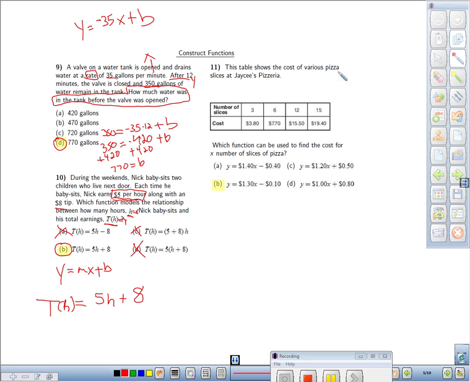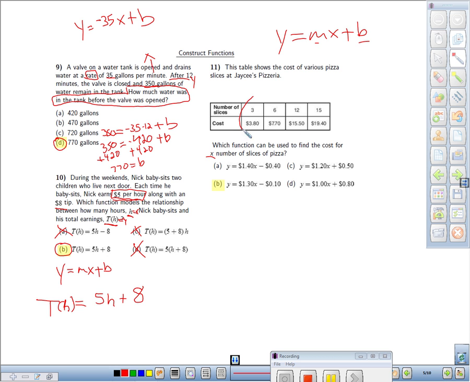This table shows the cost of various pizza slices at JC's Pizzeria. So 3 slices cost this much and so on and so forth. Which function can be used to find the cost for X number of slices of pizza? So again, y equals mx plus b. So we need to find the slope. We need to find the intercept, the starting point. Well, let's look at each of these. Notice, here are the slopes given. Here are the intercepts. Notice we're not given any of that information up front, so we're going to have to do some calculation. Let's start with slope.